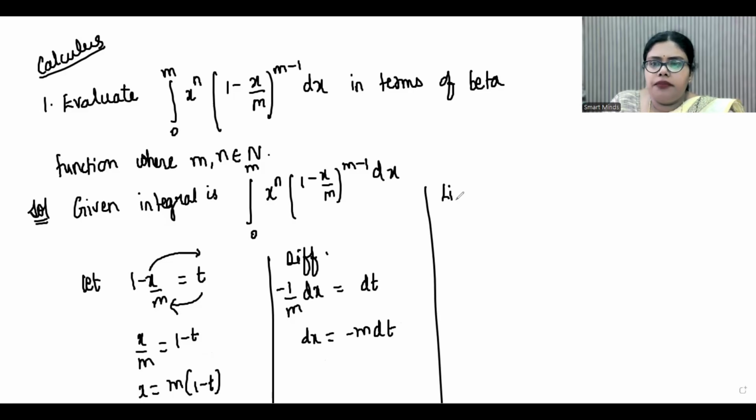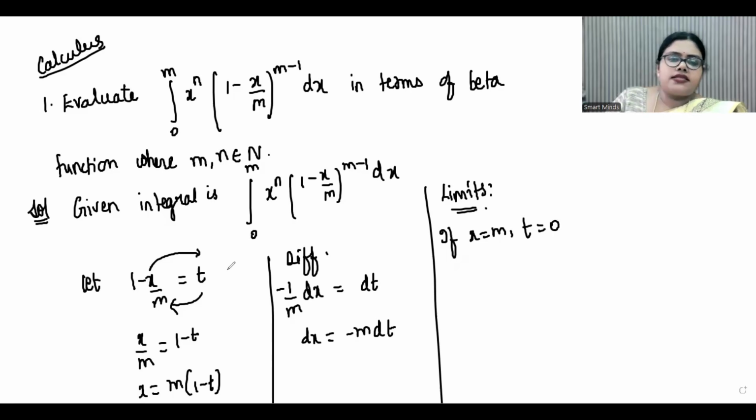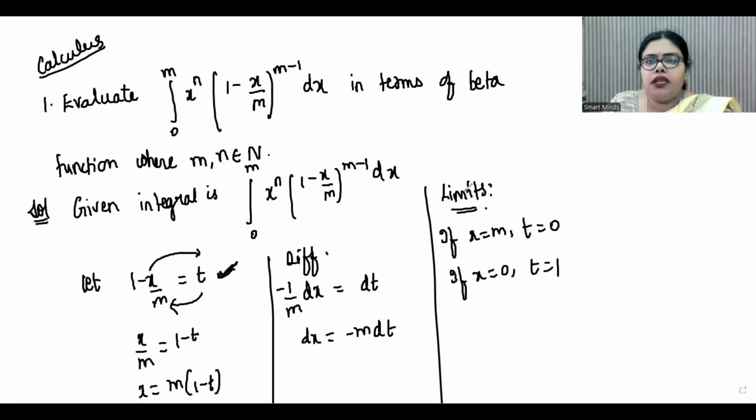Now limits will change. Whenever we do any substitution in definite integrals, limits will change. So let us find out the limits. If x is equal to m, then t is equal to 0. See, we substitute x is equal to m in this step. So t will become 0. And if x is equal to 0, then t will be equal to 1.